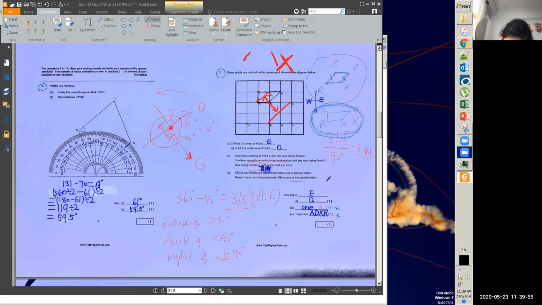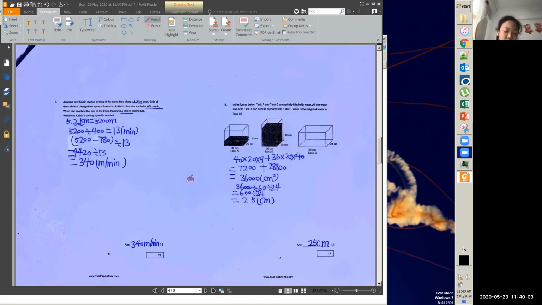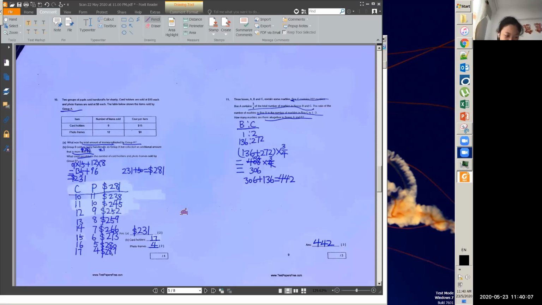Okay, let's move on. So remember these three terms, by the way: obtuse, acute, and right angle. What is the meaning of them? Okay, over here, nothing much. Okay, here also nothing much.